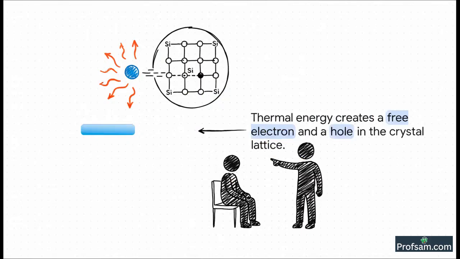And this diagram from your NCERT book shows exactly what's happening. Look here. In the crystal structure of silicon, the thermal energy, the heat, gives an electron enough of a push to break free from its covalent bond. When it breaks free, it creates one free electron for conduction, and it leaves behind a vacancy, or what we call a hole. See, it's just like our student leaving their seat in the classroom.